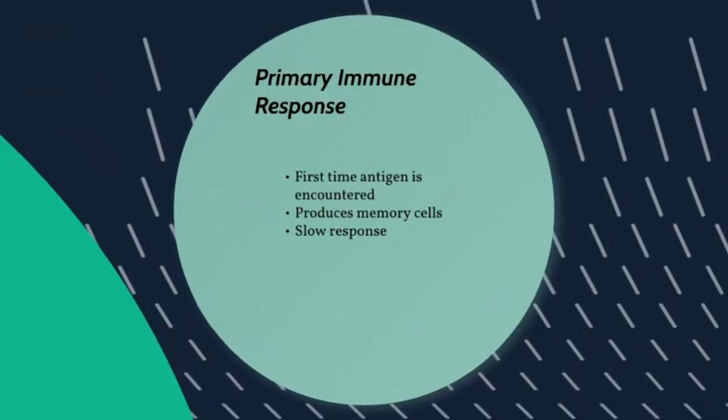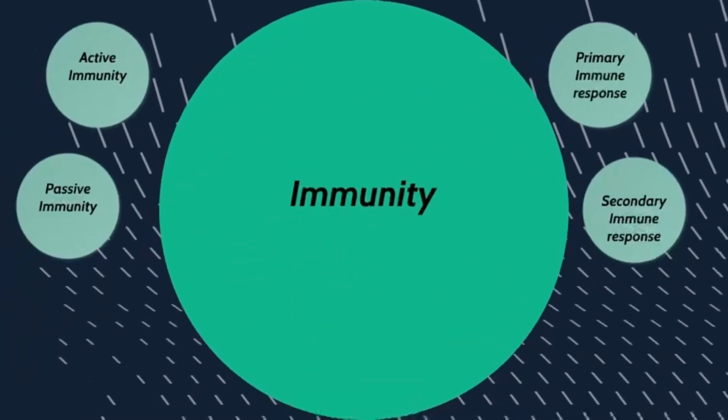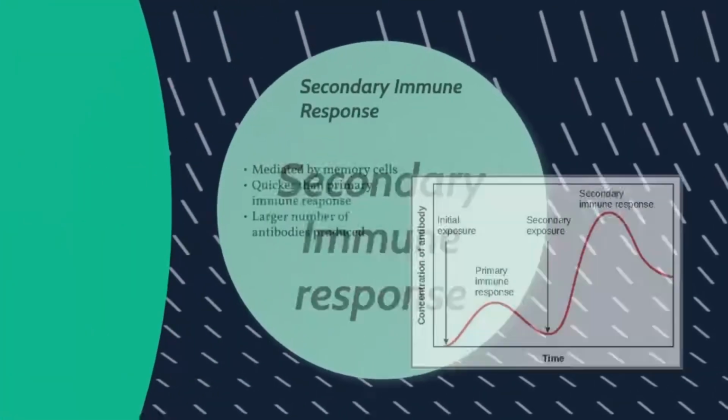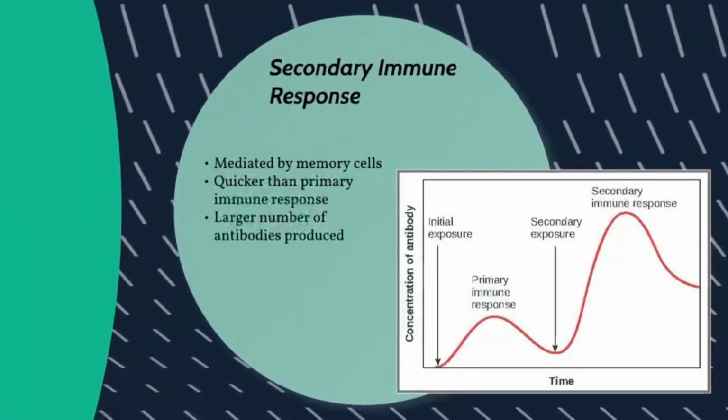The next kind of immune response is the secondary immune response. Now, this is what happens when you encounter an antigen for a second, third, fourth, fifth time. So after your primary exposure, next time you get exposed to that antigen, you will have a secondary immune response.